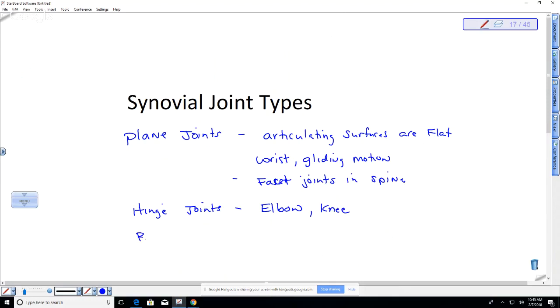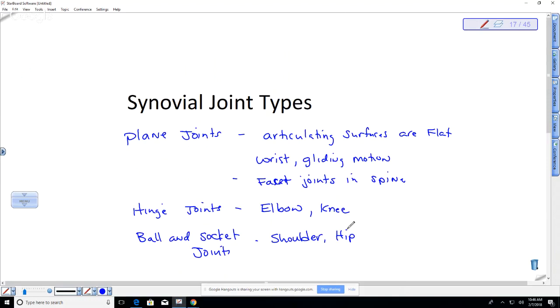We also have ball and socket joints. So what are the two main ball and socket joints? Shoulder and the hip. Okay, so those are the joints, the shoulder joint and the hip joint.